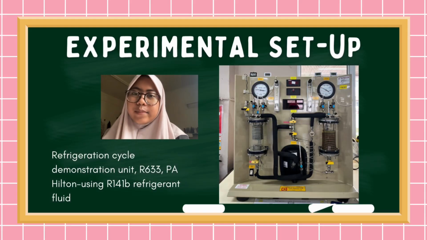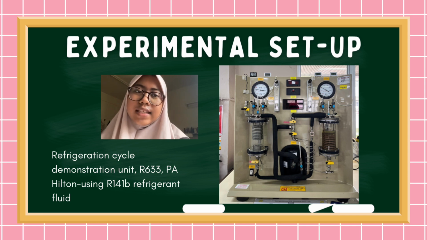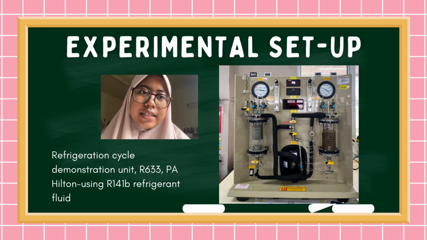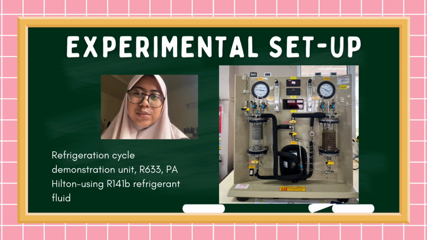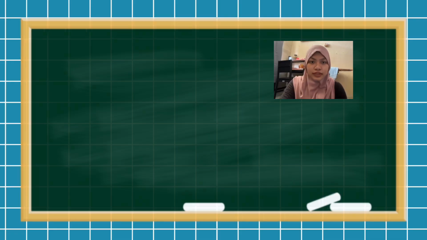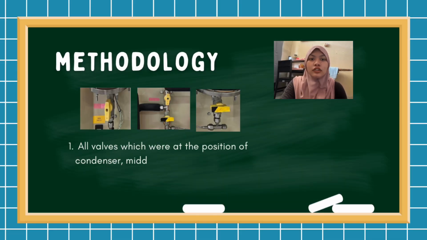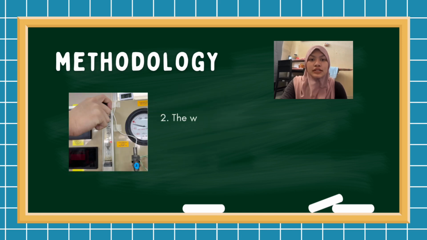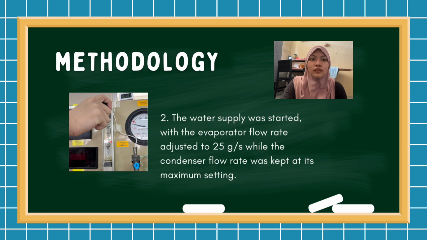Okay, so for the experimental setup, we have a refrigeration cycle demonstration unit R633 PA Hilton using R141B refrigerant fluid, as shown in the figure. For the methodology, the first step is all valves, which are the condenser, middle valve, and evaporator valves, were opened. The second step is the water supply was then started, with the evaporator flow rate adjusted to 25 gram per second, while the condenser flow rate was kept at its maximum setting.